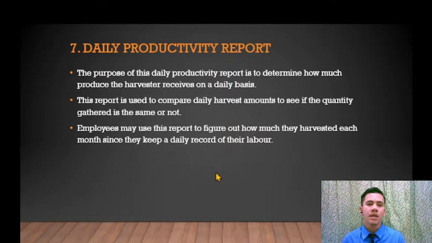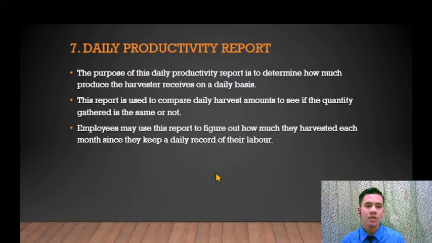Okay. Last is the daily productivity report. The purpose of the daily productivity report is to determine how much produce the harvester gets on a daily basis. The report is used to compare daily harvest amounts to see if the quantity gathered is the same or not. And lastly, the employee may use this report to figure out how much they harvested each month since they keep a daily record of their labor.